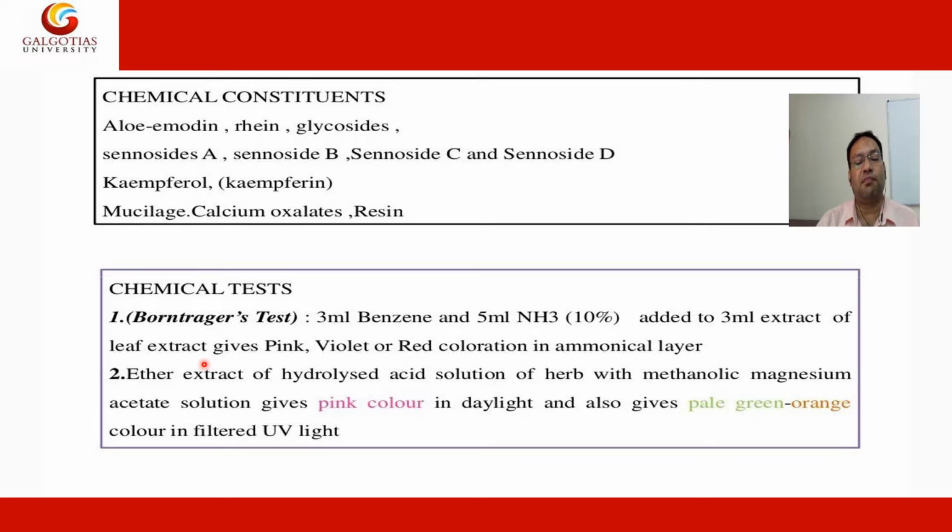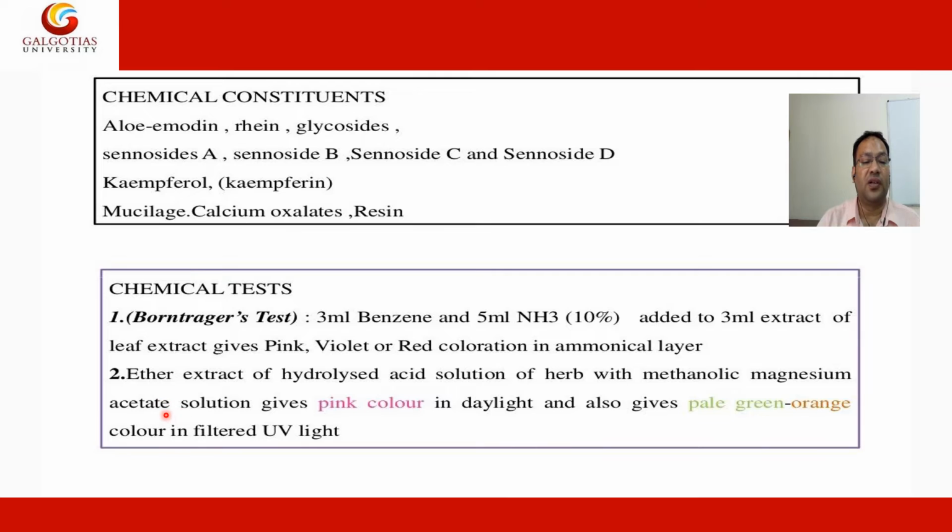And the chemical test: first is Borntrager's test. In Borntrager's test, take 3 ml of benzene and 5 ml of 10% ammonia. Add 3 ml of extract of leaf, which gives pink, violet or red color in the ammonia layer. So this is the first test, and this is a specific test for Borntrager and anthraquinone glycosides.